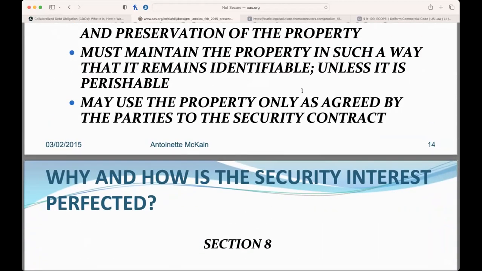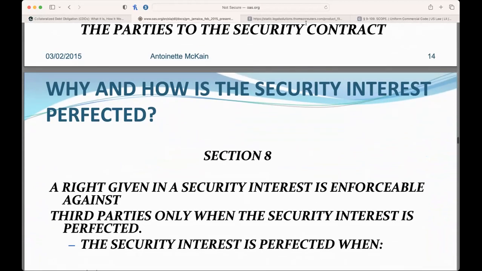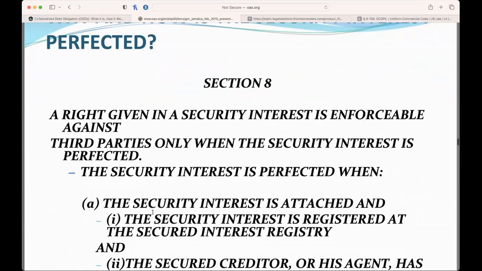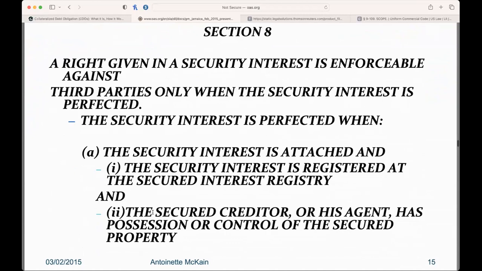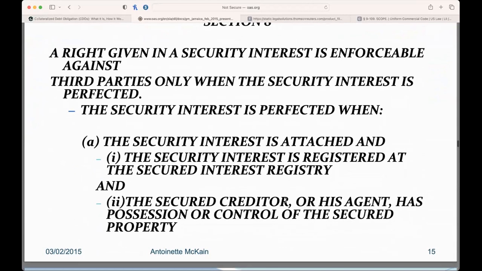How, why and how is the security interest perfected? Section 8. A right given in a security interest is enforceable against third parties only when the security interest is perfected. The security interest is perfected when the security interest is attached and the security interest is registered at the secured interest registry and the secured creditor or his agent has possession or control of the secured property. So that's why I love it. They keep saying it over and over. Possession or control.